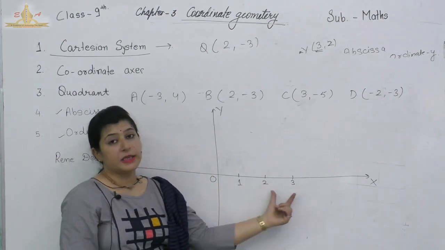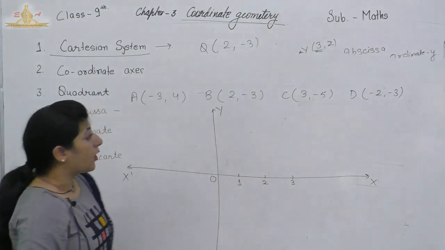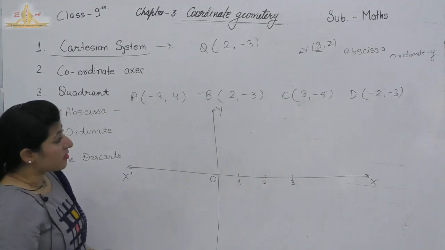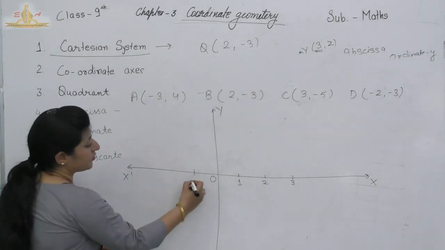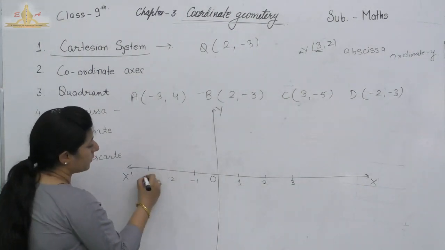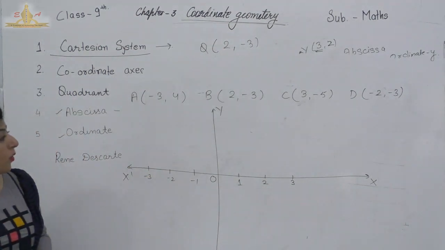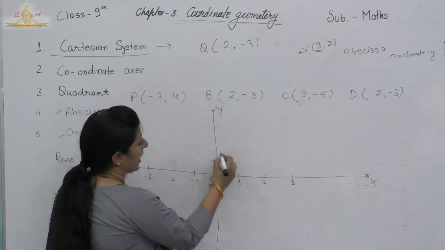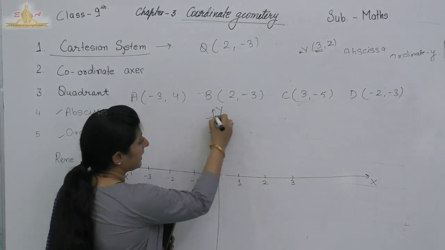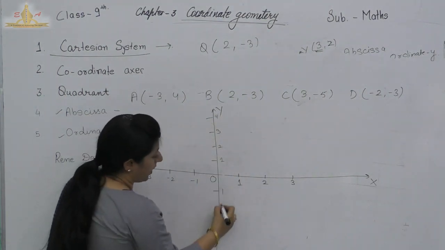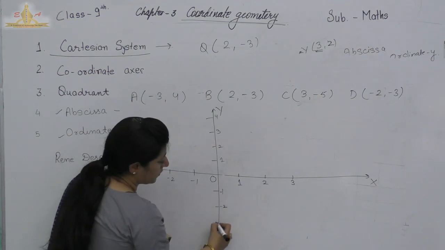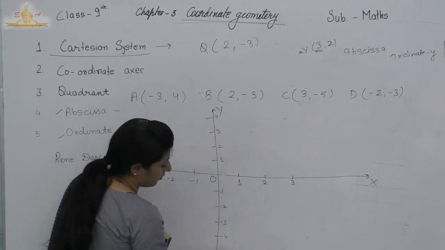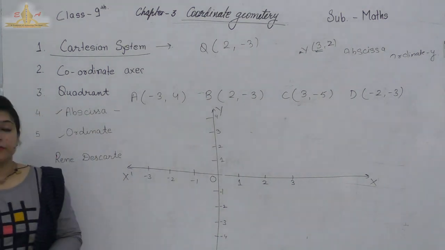This should be the same gap here. Now in minus also we need minus 3, so minus 1, minus 2, minus 3. On the y-axis we need 1, 2, 3, 4, and minus 1, minus 2, minus 3, minus 4, here minus 5.